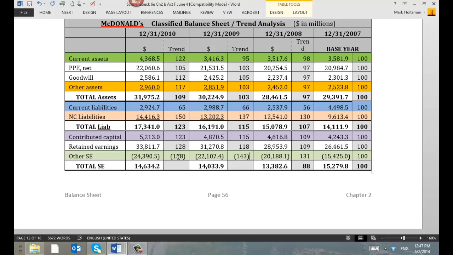Or you can look at it as positive also. In fact, in the solution it shows it as negative, but it should really be positive because there's a negative divided by a negative, so that gives you a positive. Anyway, total stockholders' equity is a 96, indicating that it went down, and it was a 92 in 2009.